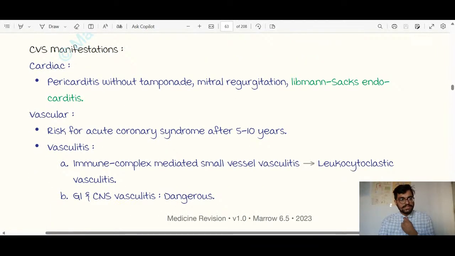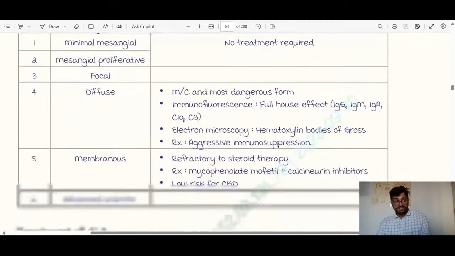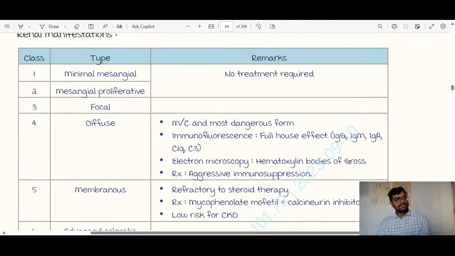What are the serious manifestations? Cardiac: pericarditis without tamponade, mitral regurgitation, Libman-Sacks endocarditis. These all are the cardiac manifestations. Valvular and vascular: high risk of acute coronary syndrome in 5 to 10 years. Vasculitis: immune complex mediated small vessel vasculitis, leukocytoclastic vasculitis, GI and CNS vasculitis, dangerous. Renal manifestation: minimal mesangial proliferative, these all, no treatment required.